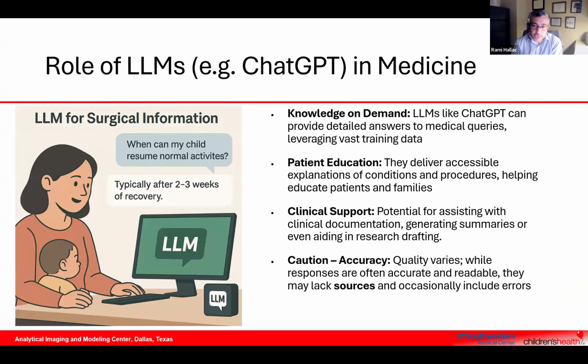Large language models like ChatGPT have emerged onto the scene in the past couple of years, including in medicine and other specialties. These models are essentially knowledge engines trained on enormous amounts of text, including medical literature. So you can ask a complex question like, how is cleft lip repair performed? And you can get a detailed answer within seconds. This capability makes large language models promising for on-demand knowledge and patient education. For instance, a patient whose child is scheduled for surgery might ask ChatGPT to explain the procedure in plain language, and it will produce a fairly understandable explanation.